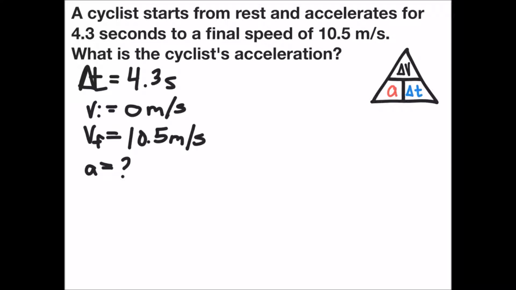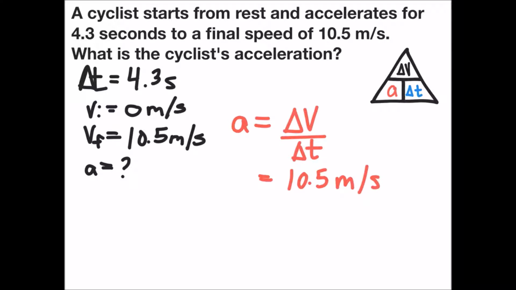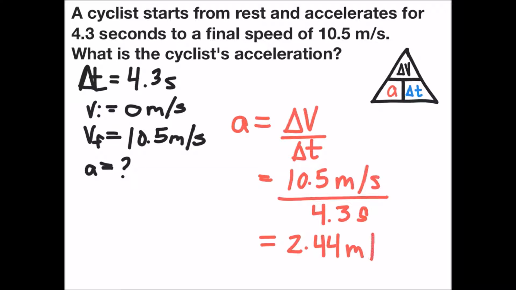To come up with my equation, I'm going to use the acceleration triangle and write the equation as I see it. So acceleration equals the change in velocity divided by the change in time. Now I can take those numbers and substitute them in the equation: 10.5 meters per second divided by 4.3 seconds. I can do that calculation to get 2.44 meters per second squared.